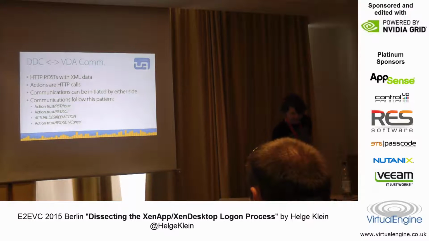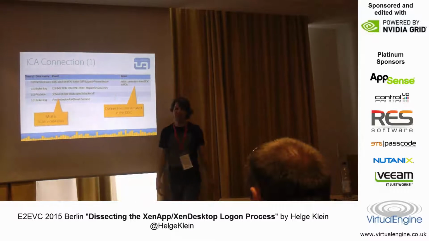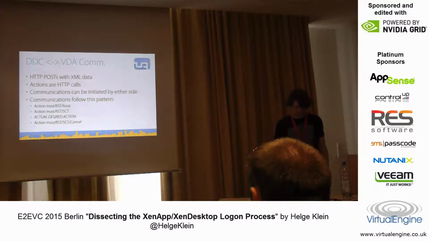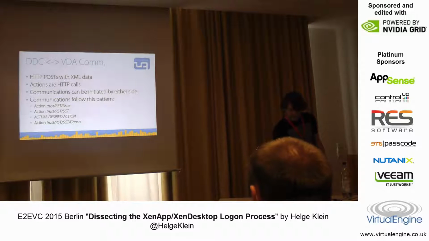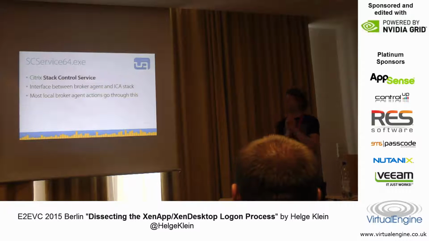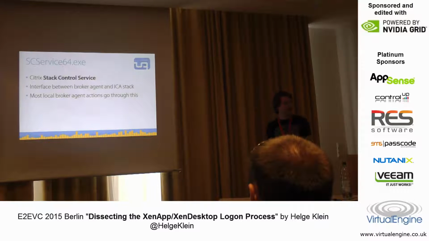In the previous slide, we could see that the actual action was prepare session. So that was what goes on the third line of this communication pattern. Okay, the other thing we noticed on the earlier table was SC Service 64, that's the Citrix Stack Control Service, and what it exactly does can only be guessed, because Citrix is very good at not documenting it. Anyway, what I could find out is that it's kind of an interface between the broker agent and the actual ICA stack. Those two need to talk a lot, and they do that through this helper service.